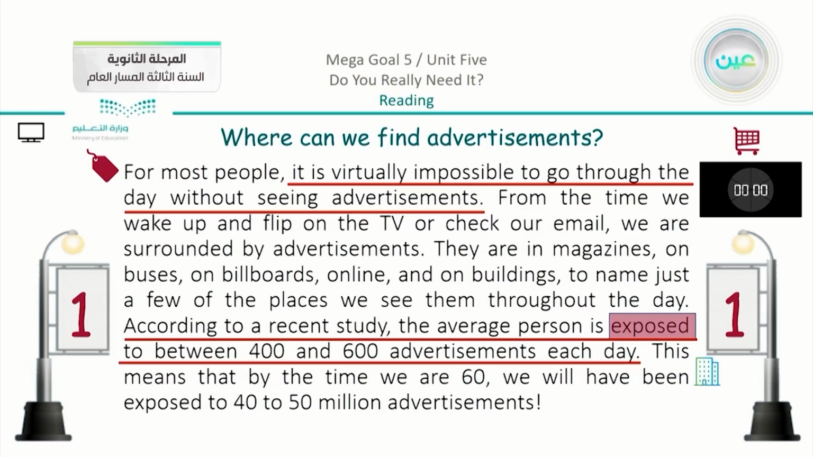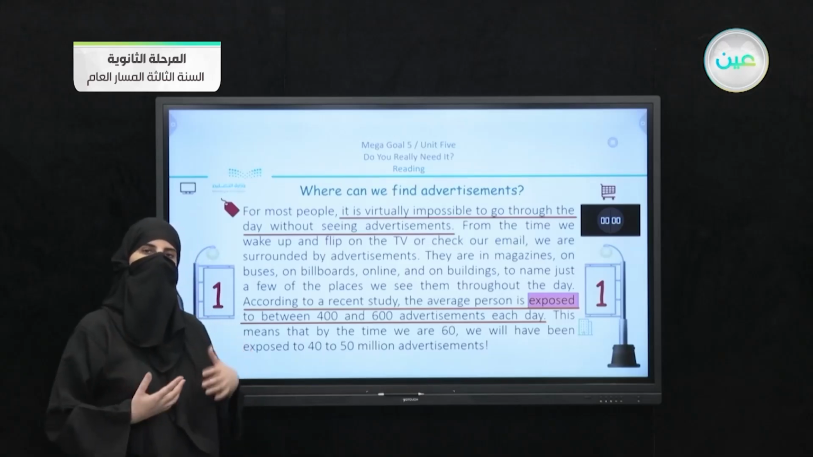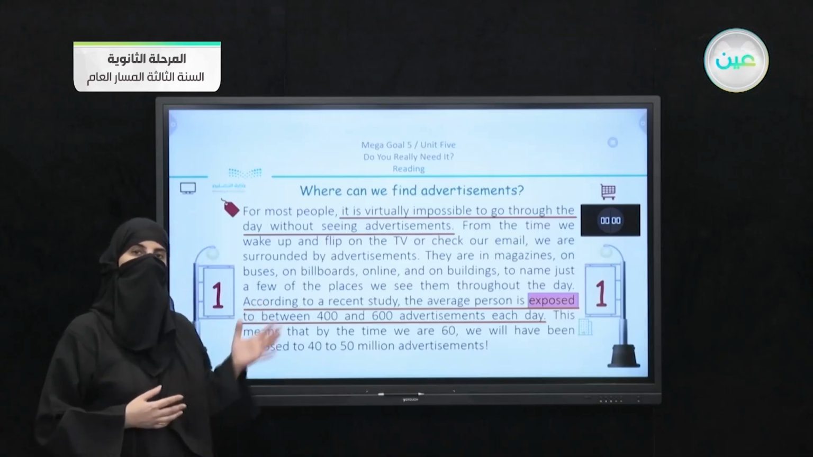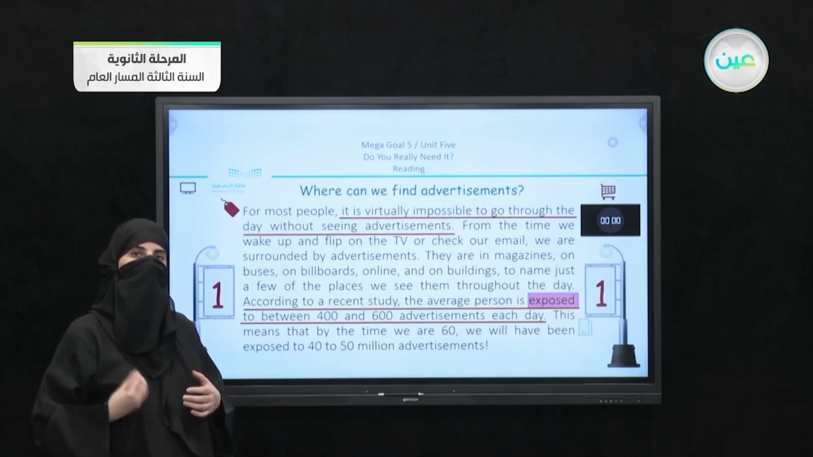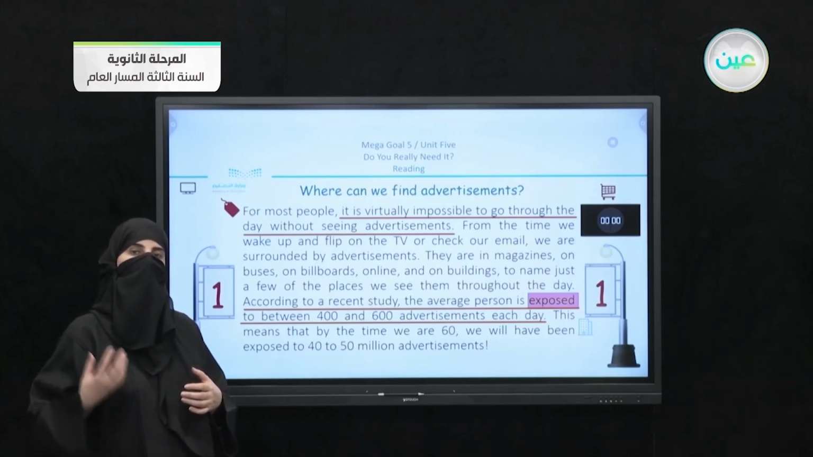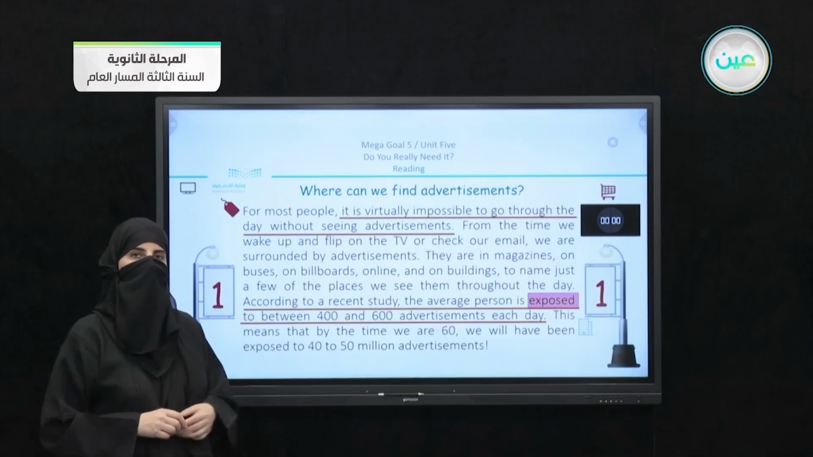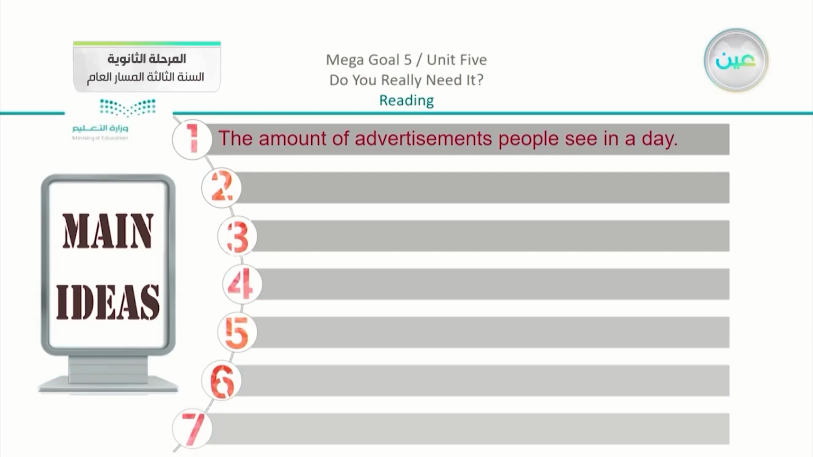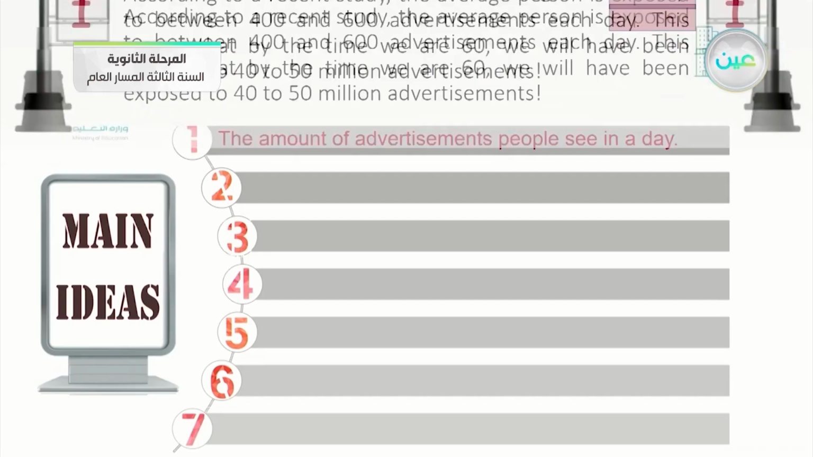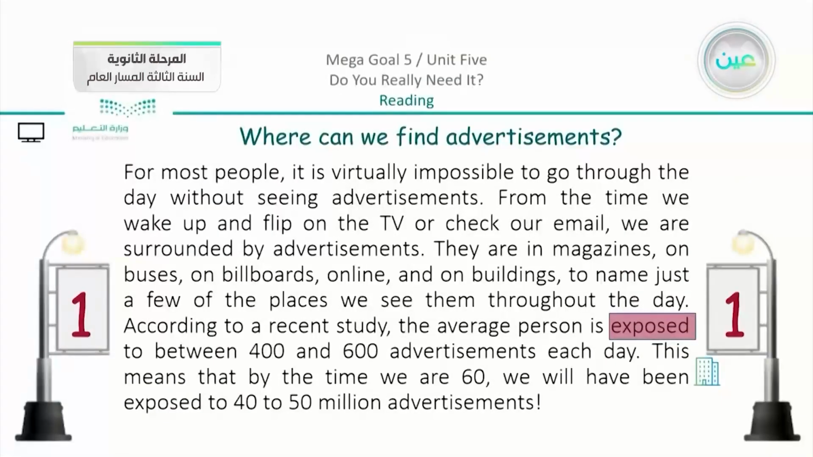600 advertisements each day. So note that we have here the word exposed, which was mentioned in the vocabulary building. We have here the new word. And just imagine that you are exposed to 400 to 600 advertisements every day. So the topic here is the amount of advertisements people see in a day. And we have the question, which is, where can we find advertisements?